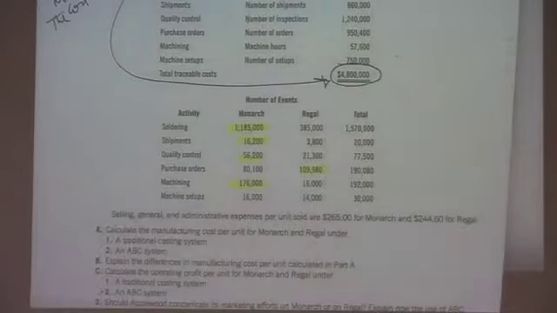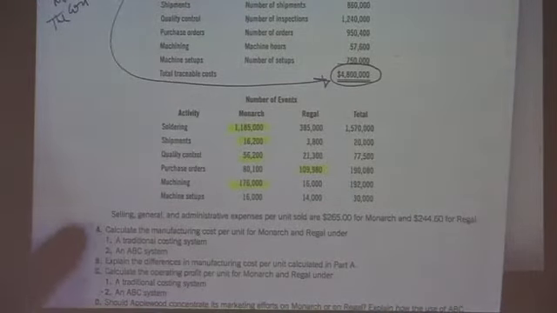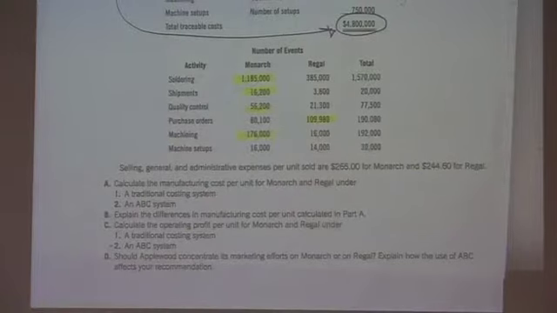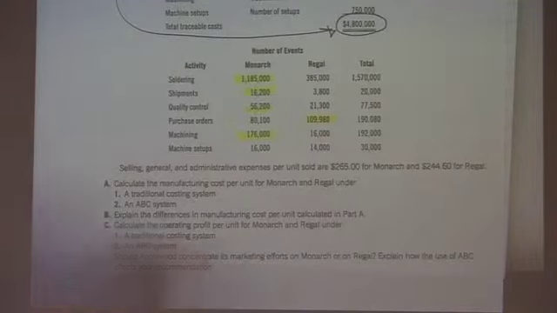Now, we're asked to do the following. We're asked to calculate the manufacturing overhead costs for both Monarch and Regal under both methods, and we need to explain the difference. Then we're going to calculate the operating profit in Part C for both Monarch and Regal, for both the traditional and ABC. And then we're asked for our opinion on whether we should concentrate our marketing efforts on Monarch or all on Regal, and to explain how ABC affects the recommendation. So let's take a look at this question.